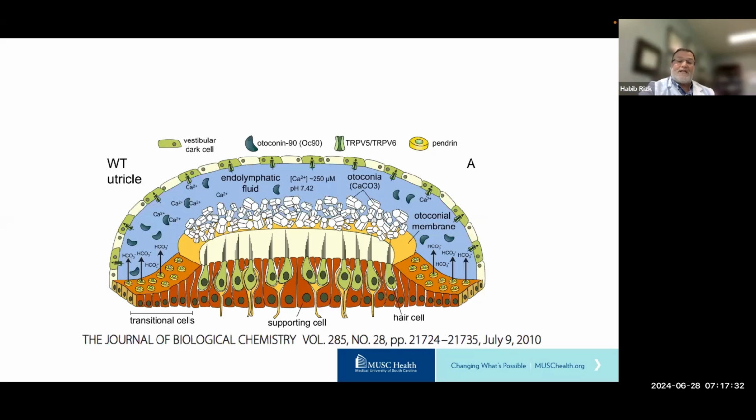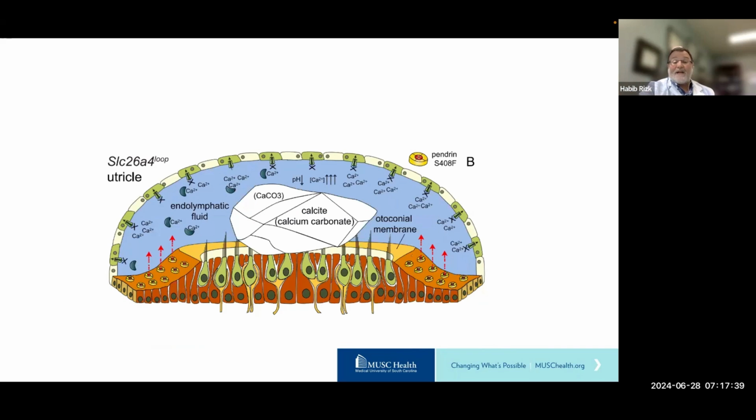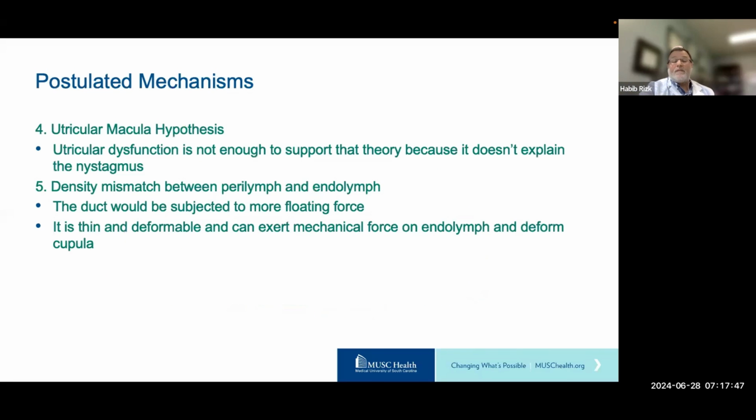Once they fall into the endolymph, there's a whole system that is designed to break them down and resorb them. When that system is not working, you could have a megalith, but you could also have those free-floating degeneration products that could end up getting stuck on the cupula. Two additional mechanisms were postulated, including the utricular macula. Even though it can explain the sensation, it cannot explain the nystagmus. And a density mismatch between perilymph and endolymph would subject the membranous duct to a more floating force, and then, because it's deformable, it can deform the cupula housed within it.